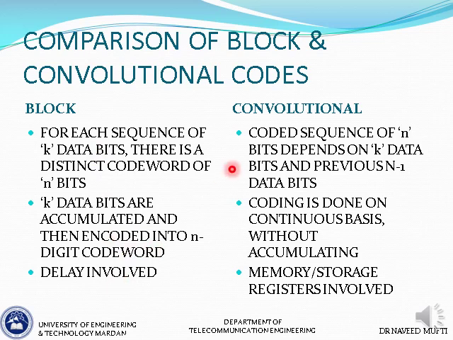On the other hand, in convolutional coding, our coded sequence of n bits depends on k data bits and previous n-1 data bits also, because it has memory or registers involved. So they store the previous values, but the coding is done on a continuous basis without accumulating. So even if 1 bit is entering the encoder, we can have the output, so we don't have to wait. So there is no encoding delay involved. But obviously, since it is storing previous values, memory or storage registers are involved.